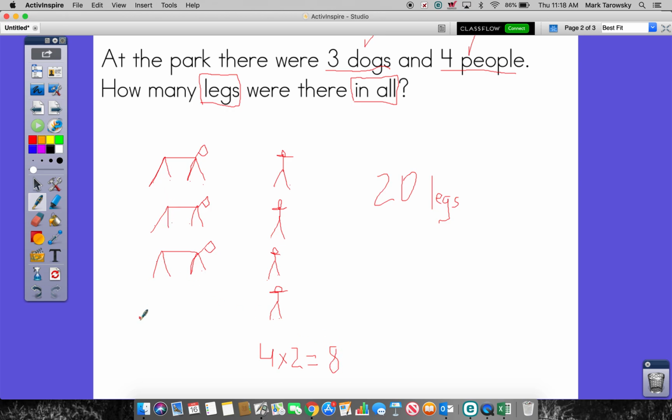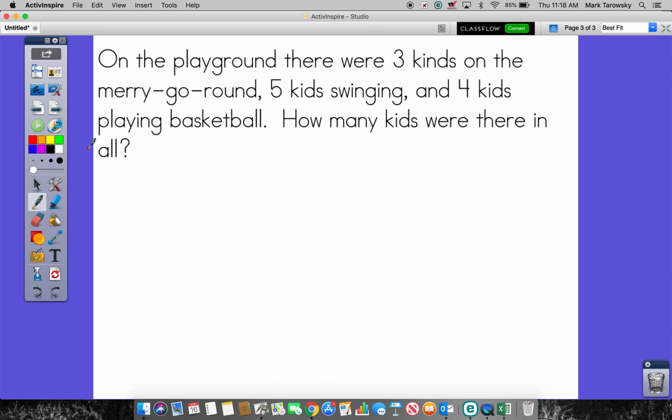4 plus 4 plus 4, oh, that is 3 groups of 4, because they have 4 legs each. There's 3 dogs with 4 legs each. That gets us to 12, and then you could just use 8 plus 12. That should be an addition fact knowledge and get you to those 20 legs. That's a good way to double check. Do it twice.